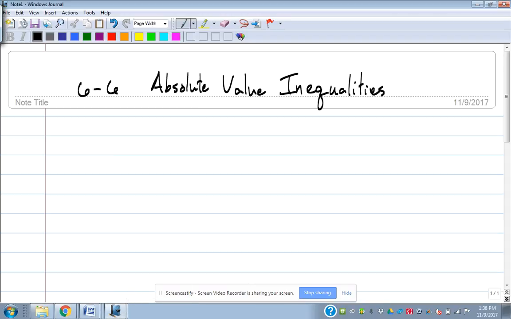Absolute value inequalities. I said just a second ago that they turn into compound inequalities. They do, depending on which type of inequality symbol they have.